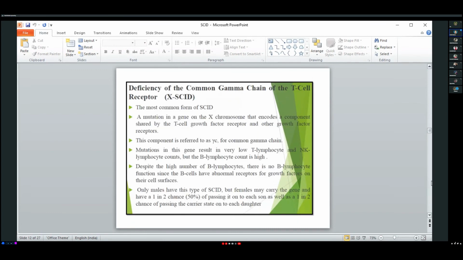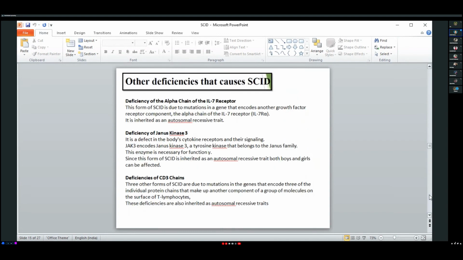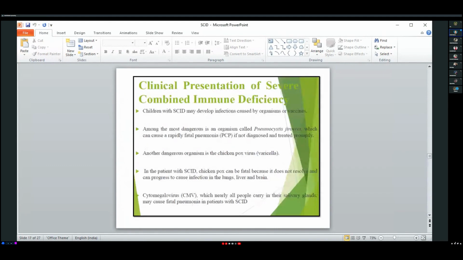Some examples of diseases: one of them is X-SCID, given over here. Please go through it, it is very easy. Adenosine deaminase deficiency is very important. This enzyme catalyzes the conversion of adenosine into inosine, and its deficiency leads to accumulation of adenosine, which has a negative impact on DNA synthesis. Please keep it in mind. There are many kinds of SCID in your syllabus, and I have mentioned a few. Please go through it. This is very simple, and if you have any query, please feel free to ask.